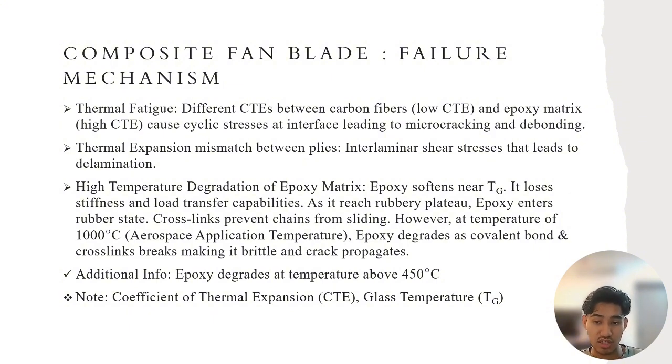Epoxy softens near Tg, losing stiffness and load transfer capabilities. As it reaches the rubbery plateau, epoxy enters a rubbery state and crosslinks prevent chains from sliding. However, at a high temperature, epoxy degrades as covalent bonds and crosslinks break, making it brittle so cracks propagate. For additional info, epoxy degrades at temperatures above 450 degrees Celsius. Coefficient of thermal expansion, CTE, glass transition temperature, Tg.